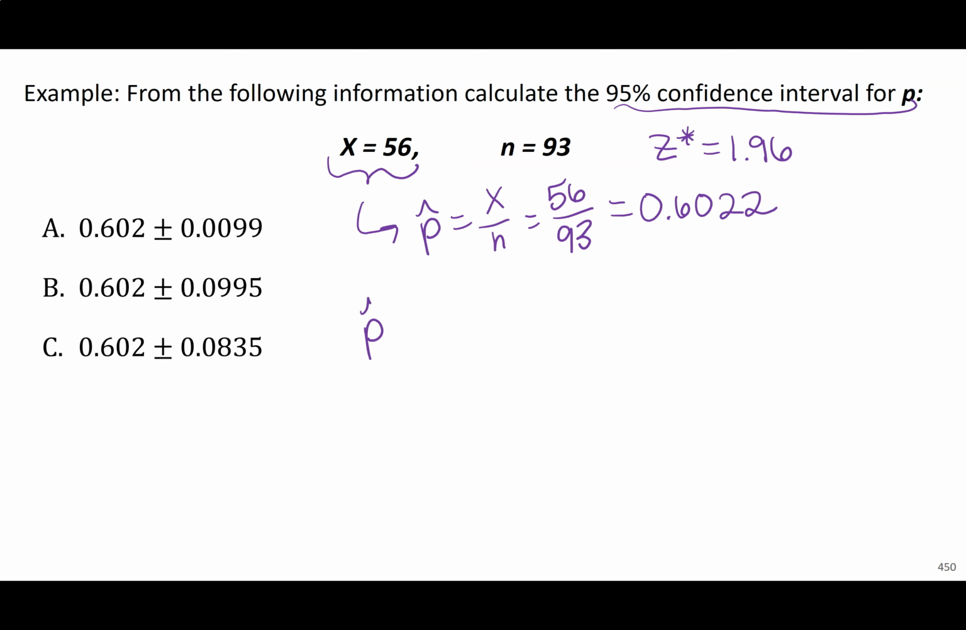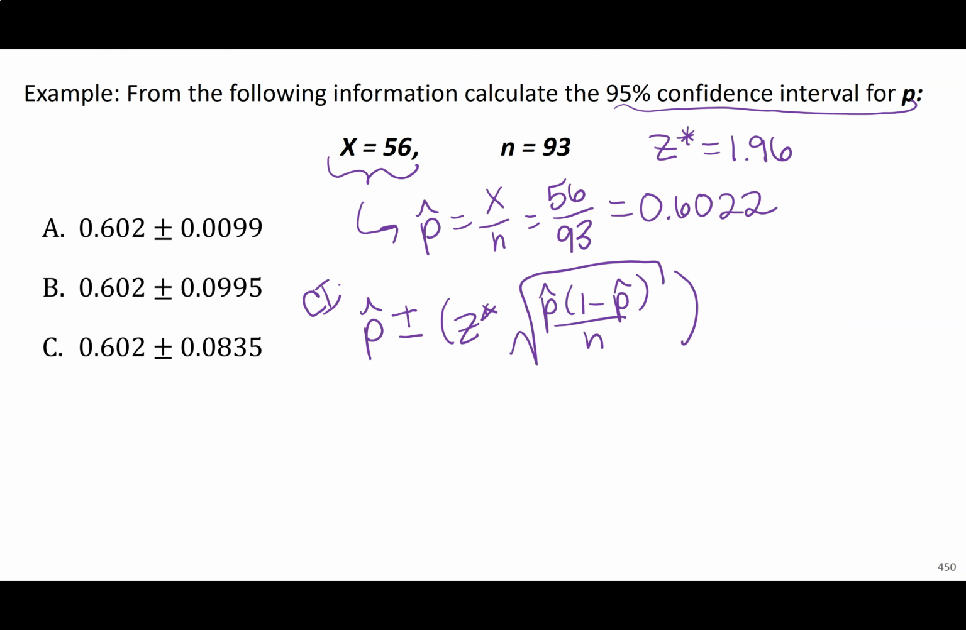So if I want to start here, I'm going to have my confidence interval, P hat plus or minus Z star times the square root of P hat times 1 minus P hat over N. I'm going to get what?